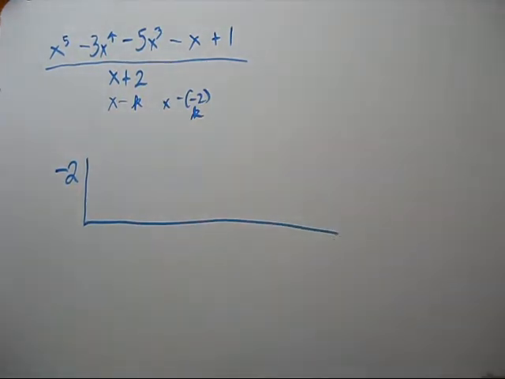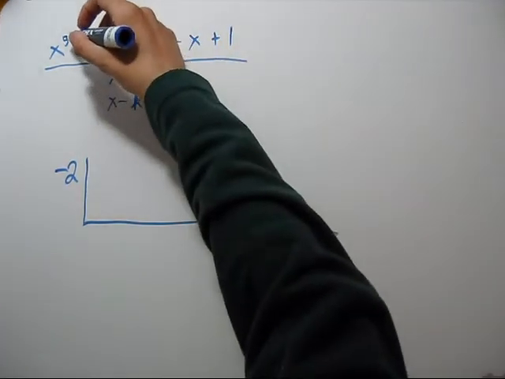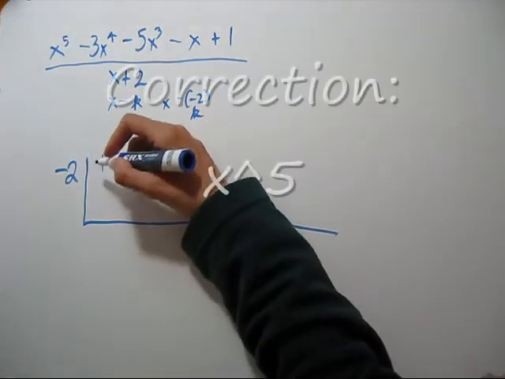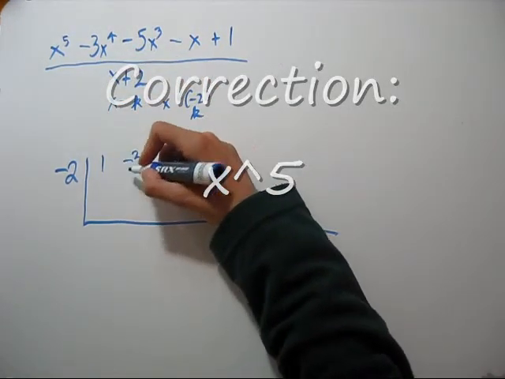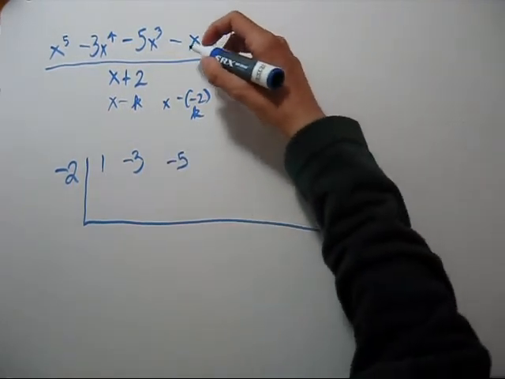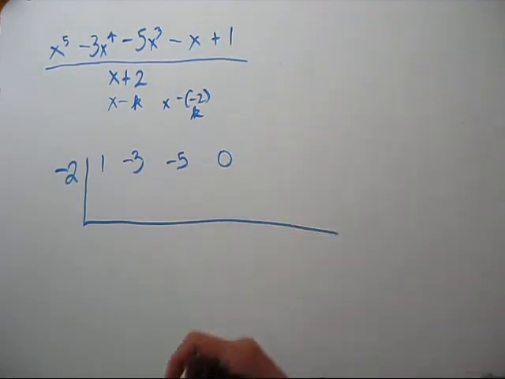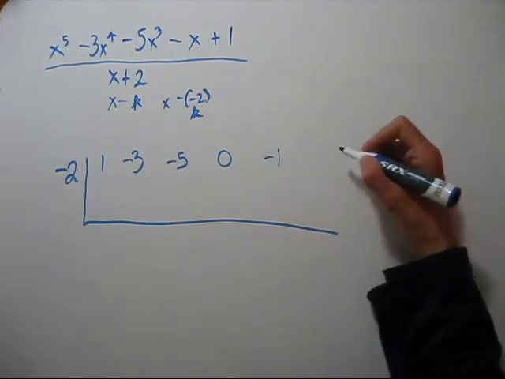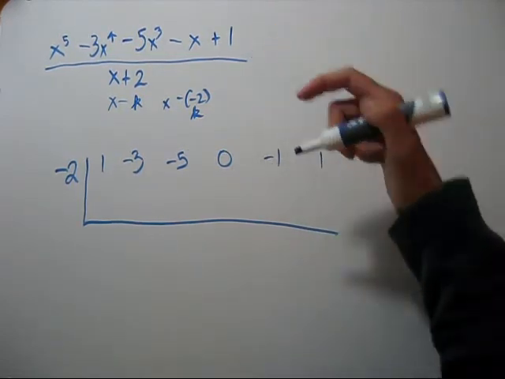Now we put our coefficients of our polynomial. So the coefficient of x cubed is 1. Coefficient of x to the fourth is negative 3. Then we have a negative 5. There's no x squared, but we'll put a placeholder 0. Then we have a negative 1 and a 1.